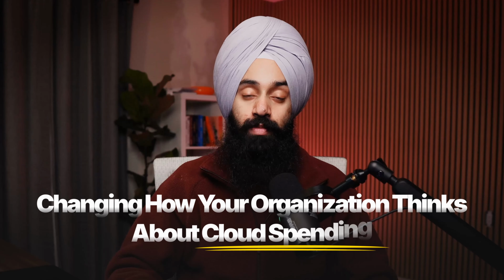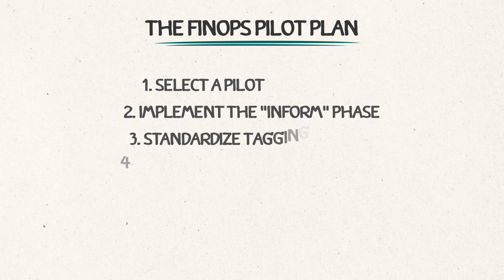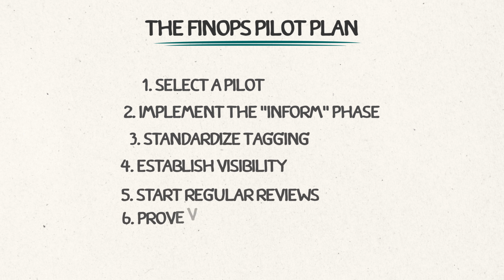So I hope this gives you a realistic picture of what FinOps actually looks like in the cloud. It's not about installing a tool or following a checklist. It's about changing how your organization thinks about cloud spending. If you're watching this as a cloud leader, my advice to you is to start small. Pick one project or one department. Implement the inform phase first. Get the tagging right and get the visibility in place. And then start having regular reviews with your team. Prove the value in one project and then move to other areas of your organization, because the alternative is you keep getting surprise bills in Azure and wondering where your Azure budget is going, and that's not sustainable.